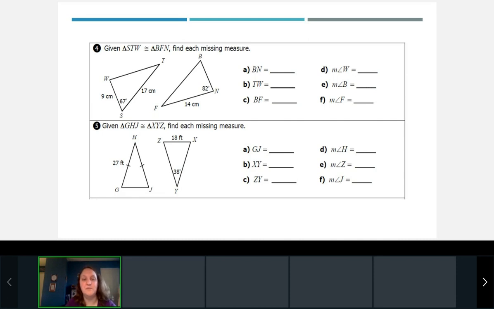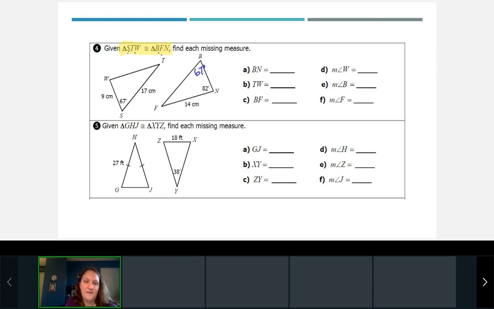What happens if there's numbers? Same idea. Again, you want to make sure you're looking at the congruency statement. That's going to tell you everything you need. You now know all of the angles that are congruent and all of the sides just by looking at the congruency statement. So it says that S and B are in the same spot. So since S is 67 degrees, angle B will also have to be 67 degrees. Very good.